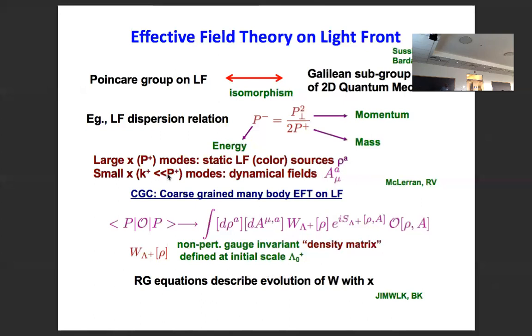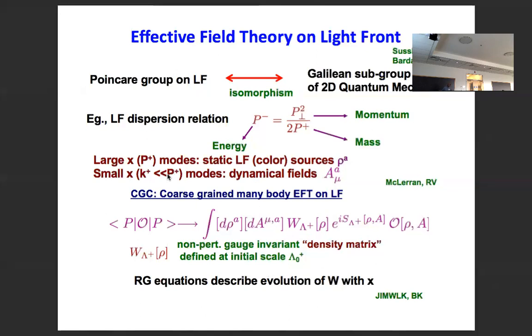So with this intuition, one can construct a coarse-grained many-body EFT on the light front, where the large x modes are represented in the path integral by classical color charge densities. You can show that if you have a large higher-dimensional representation of SU(3), you can write that in terms of this classical path integral of color. And then there are these dynamical gauge fields. And so you have a weight function now. This is a density matrix. It's not just a one-body density matrix, it's a density matrix with higher wave function components. It is a weight functional, so it's a functional, not a function. And it's defined at some scale lambda plus. So this contains all the non-perturbative information at large x at this scale.